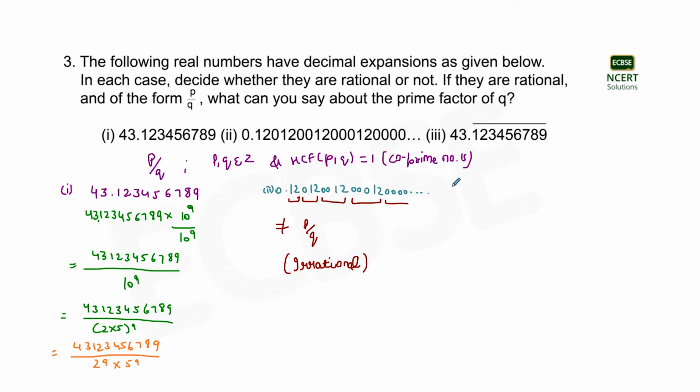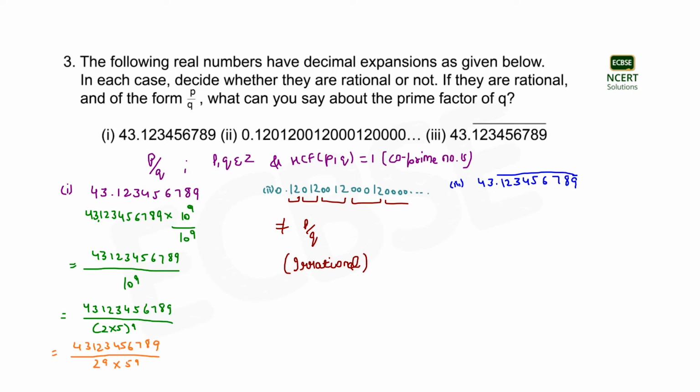Now coming to the third part, here the decimal expansion of the number is 43.123456789 with a bar over these digits. Now what the bar represents is that this pattern of digits is being repeated again and again and again. This is what the decimal points in the second part represent, that this keeps on going again and again, and the same does the bar signify. That is, here the bar signifies that this pattern of digits, that is 1, 2, 3, 4, 5, 6, 7, 8, 9, will keep on repeating again and again. There is no end for this repetition to stop.